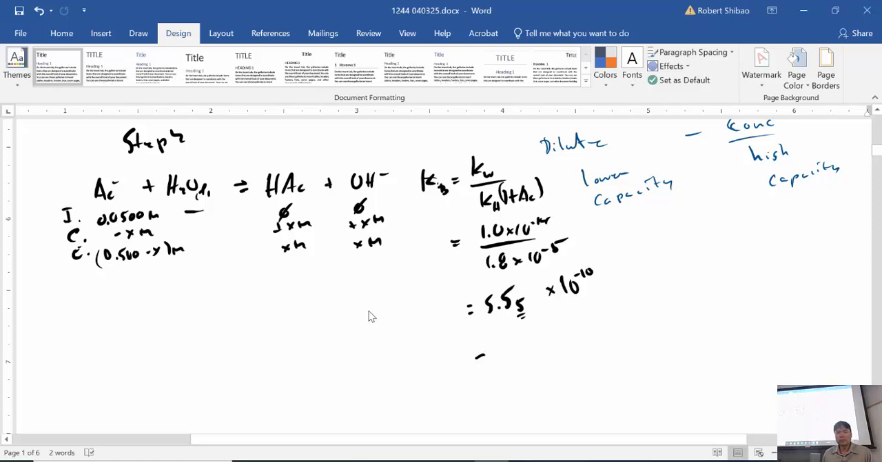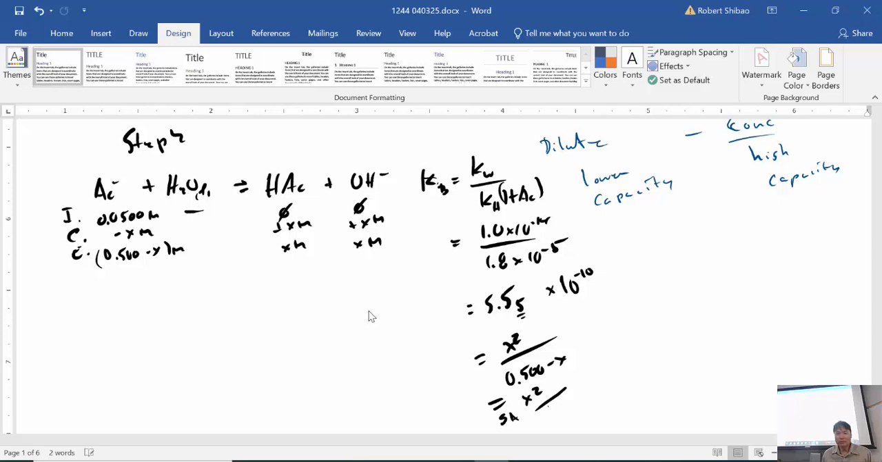So that's going to just equal, I'm going to skip writing the K expression. Let's just go straight to x squared over 0.500 minus x. And then this Kb is so small, I'm sure the small x approximation is going to work nicely here. X squared over 0.500. And so I'll take my Kb times 0.5 and equals, and then take the square root of that. And I get x equals 1.66 times 10 to the minus 5.